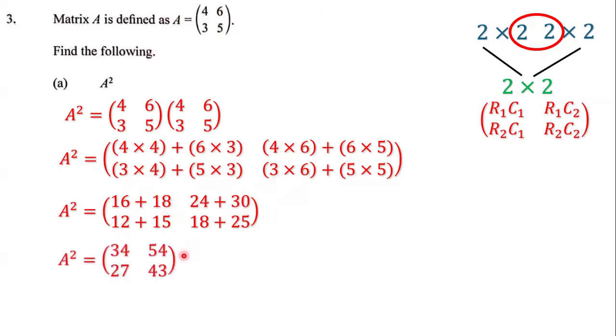Next, we add. We have 16 plus 18, which is 34. 24 plus 30 is 54. And then we have 12 plus 15, that's 27, and 18 plus 25 is 43. So we have 34, 54, 27, and 43. So that's what A squared is. A squared is equal to this 2 by 2 matrix.